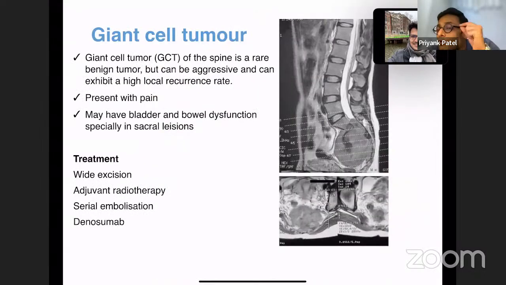So basically, for one single tumor, there are so many different types of treatment. You should know what is the best treatment for your patient, and you have to execute that.